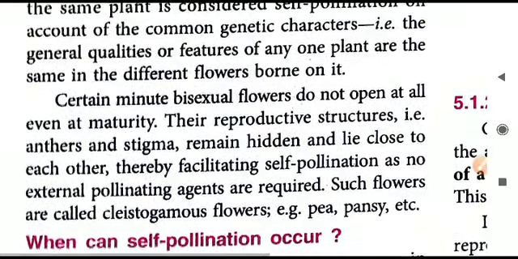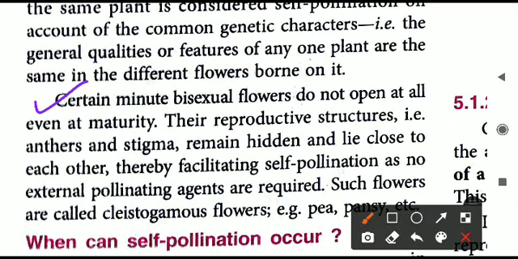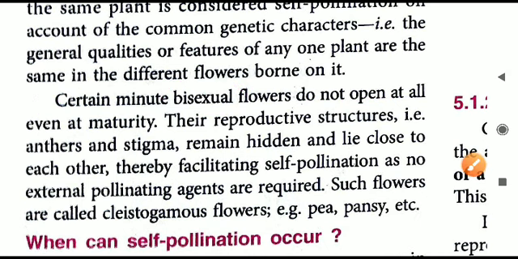It is generally happening in the bisexual flowers, and certain flowers are having both androecium and gynoecium on the same flower itself. So certain bisexual flowers are there which do not open at all. If the flower will not open, how will the pollen grains come out? There is almost no probability that pollen grains will move to another flower because the flower is not open. So in this case, what will happen? Self pollination will take place, especially in the bisexual flower.